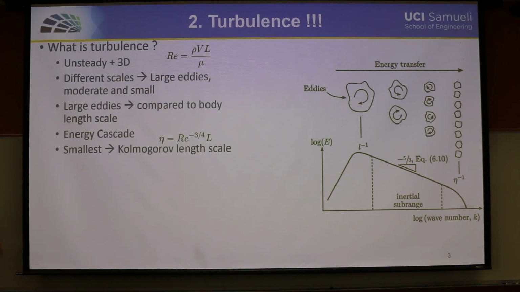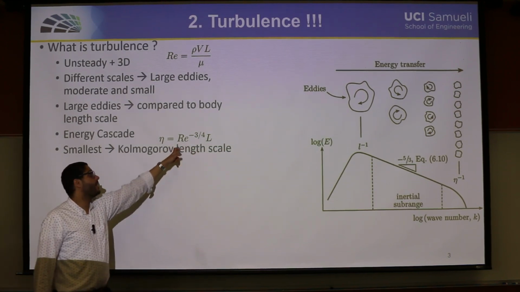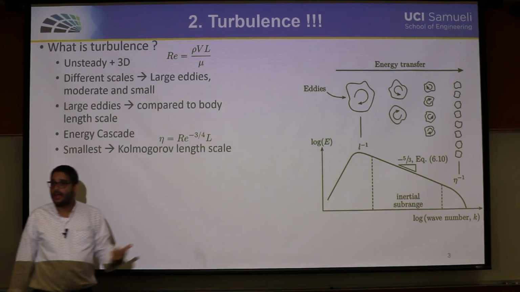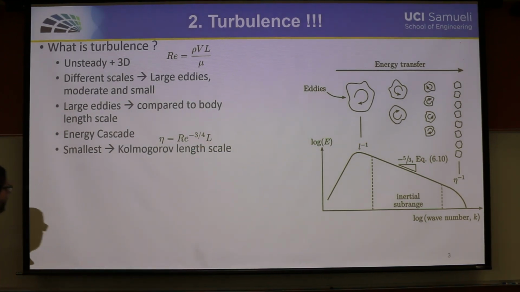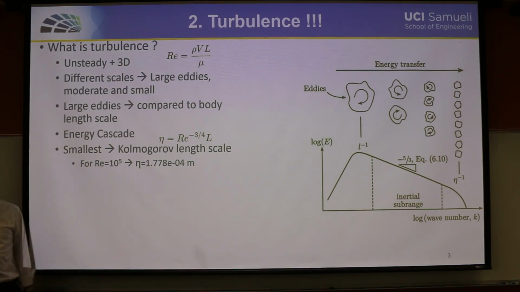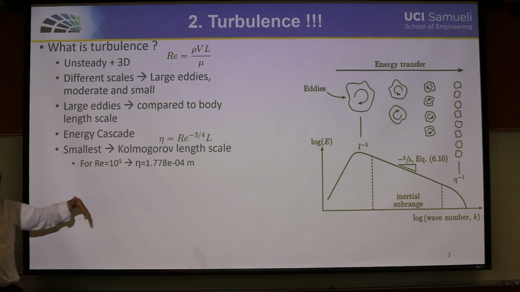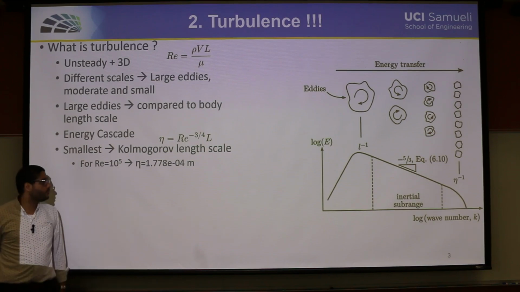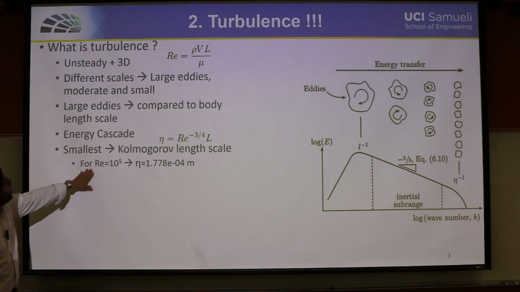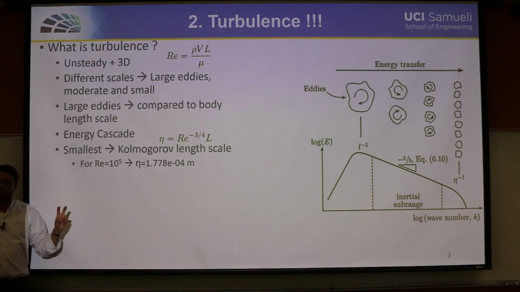And that eta, the smallest scale called the Kolmogorov length scale, is equal to your Reynolds number to the power -3/4 multiplied by L, where L is your characteristic length. Now let's have an example and calculate what that eta is. For a Reynolds number equal to 10 to the power 5, by the way, this is not a huge Reynolds number. Airplanes fly around 10 to the power 7, I think, and I don't know if someone reached 10 to the power 9. But 10 to the power 5 is considered a low Reynolds number in aerodynamics.